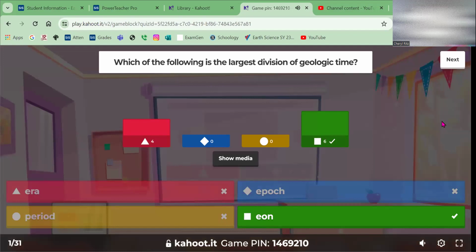Okay, so remember, eons are broken up into eras, then eras are broken up into periods, periods are broken up into epochs. So an era is not the biggest. It is part of the eon. So that's why that one's wrong.